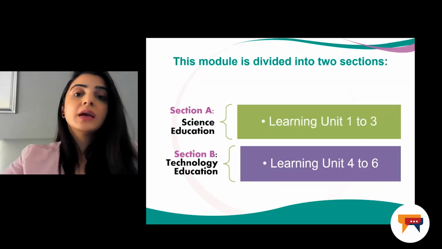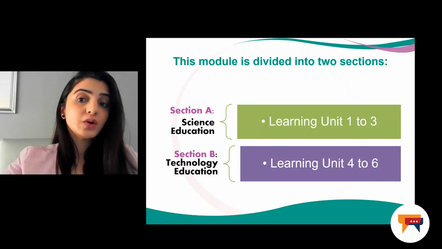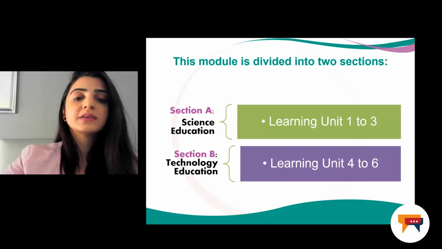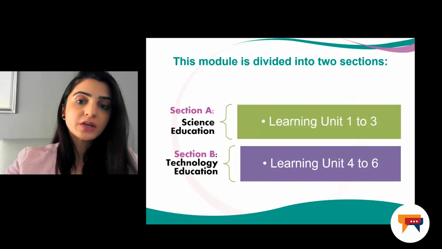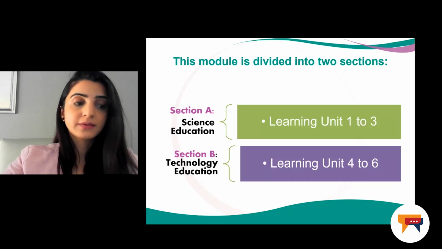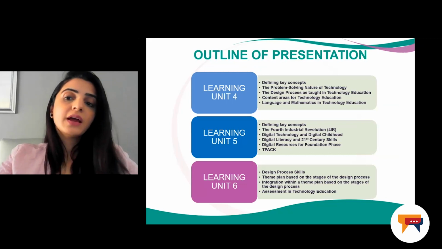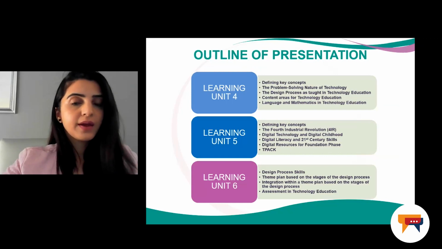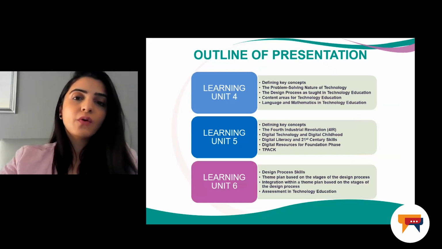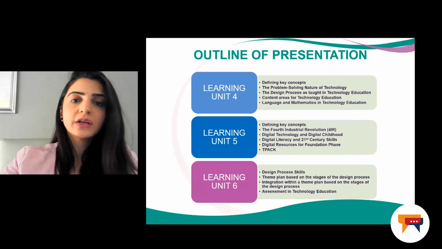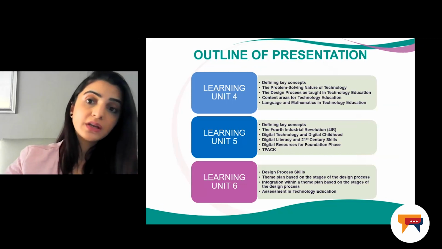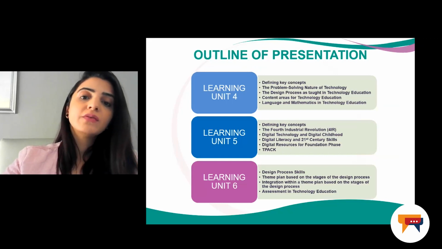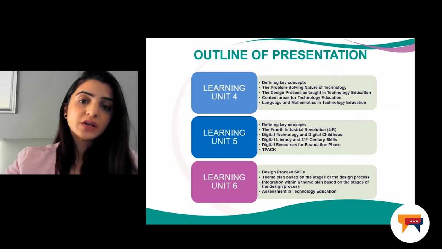Okay, so this module is divided into 2 sections: learning unit 1 to 3, which is science education. We've done this previously in the previous presentation, and now we're looking at technology education, which is learning unit 4 to 6. I'd like you to be familiar with a basic outline before you start going into the units. Learning unit 4 is the problem-solving nature of technology, the design process as taught in technology education, the content areas for technology education, and obviously language and mathematics in technology education.